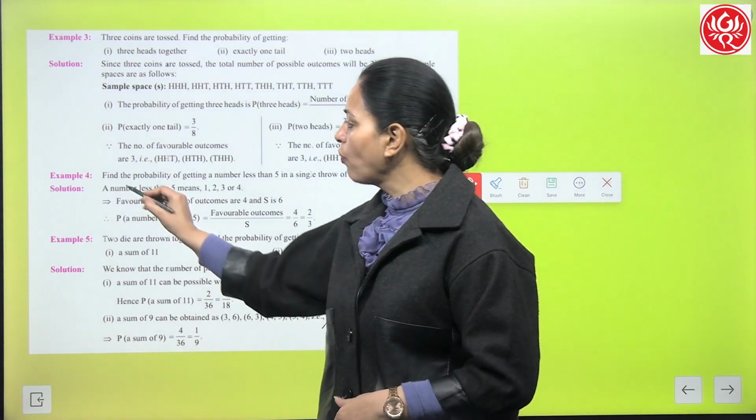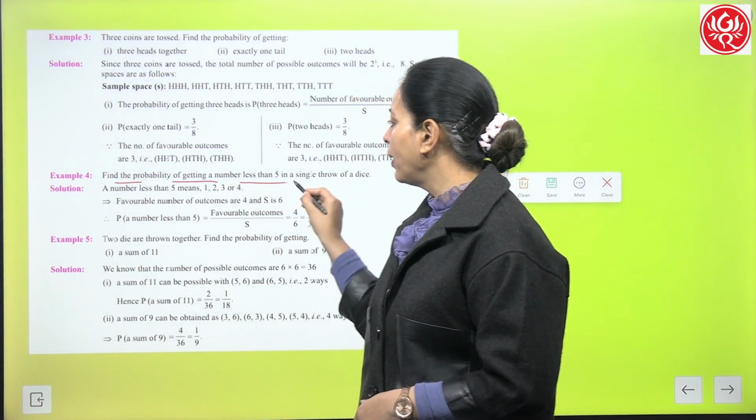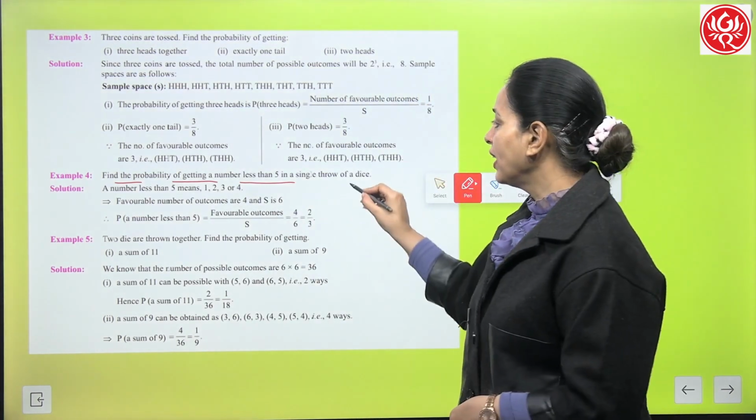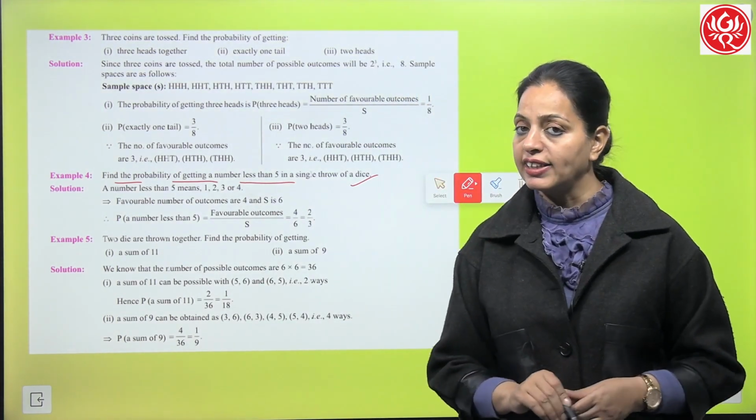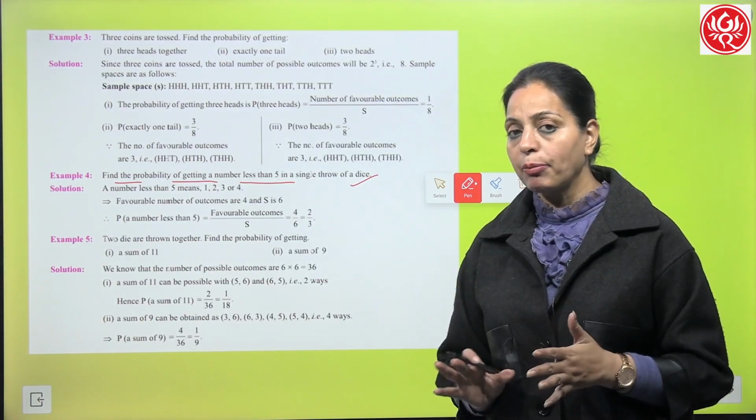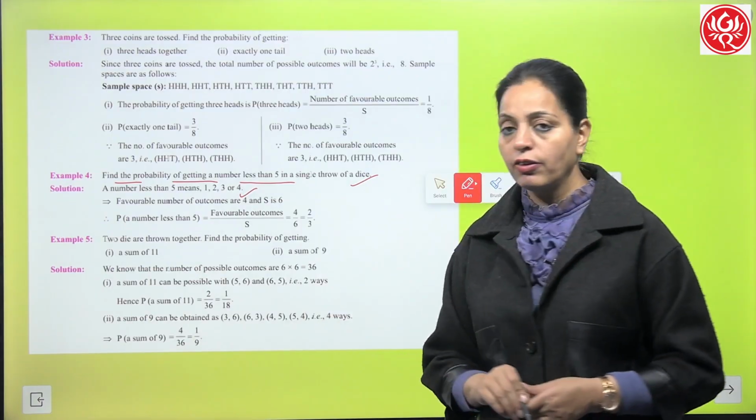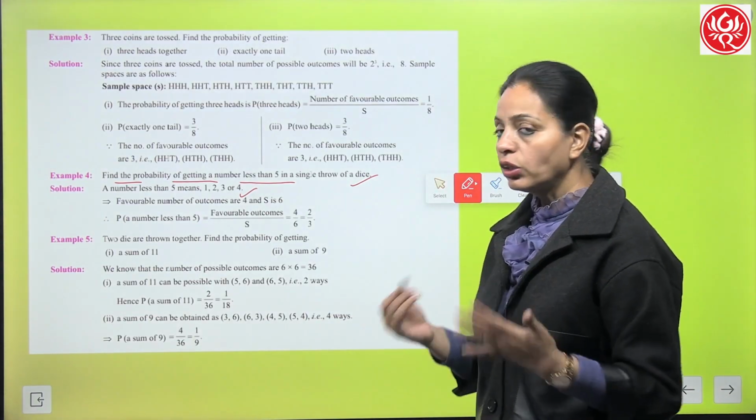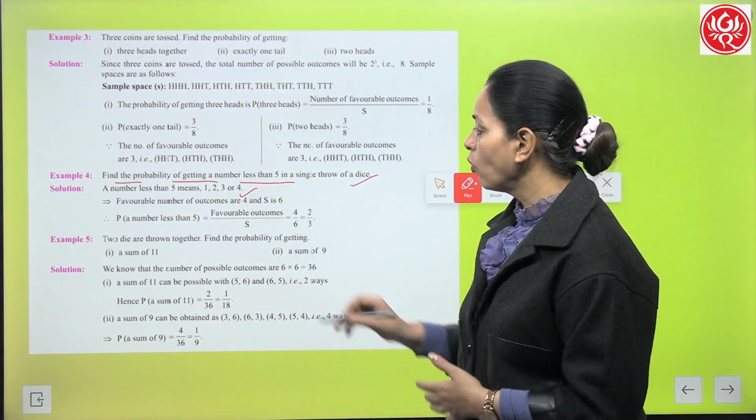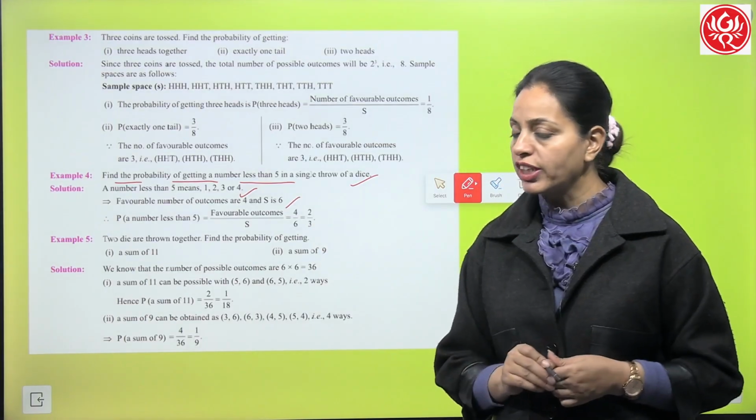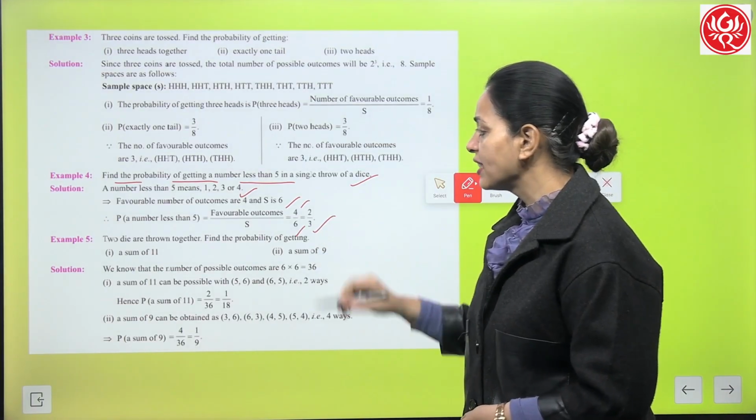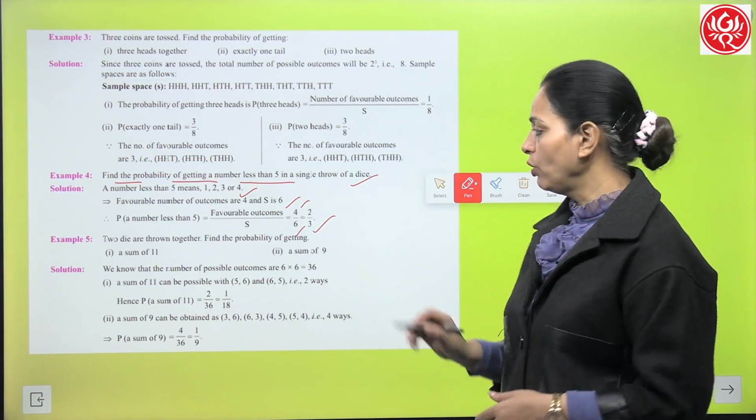Now example 4, find the probability of getting a number less than 5 in a single throw of dice. Dice में आप देखते हैं 1 to 6 नंबर होते हैं, हमें less than 5 यानी 1, 2, 3, 4, right? So total outcomes 6 and favorable outcomes 4. 4 out of 6, 4 upon 6, answer is 2 upon 3.